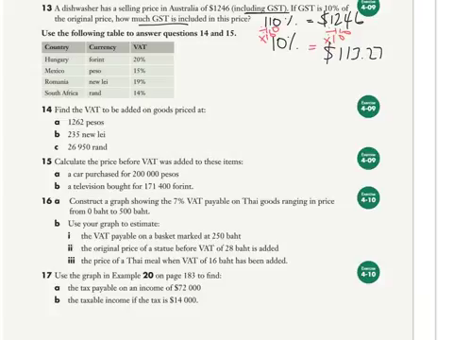Okay, 14. Alright, so value added tax. Find the value to be added, so not the overall new price, but just the tax to be added. So peso is 15%, lei is 19%, and rand is 14%. Okay, calculate the price before VAT was added to these items.